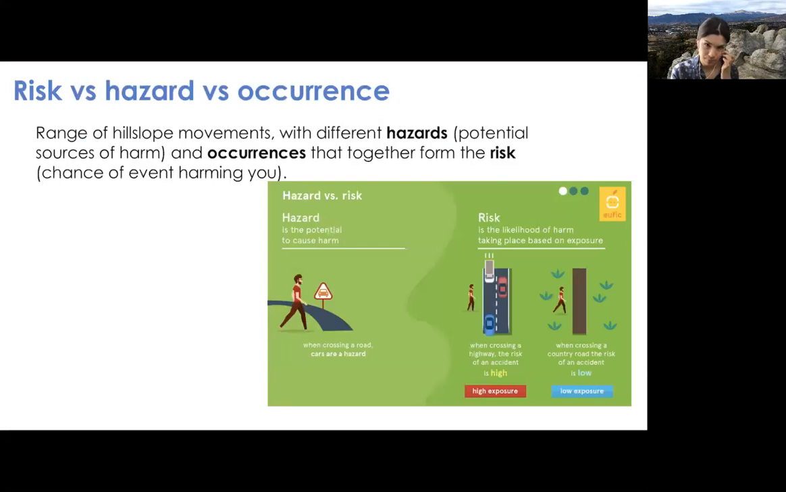All right, so an example of this would be crossing the street. We know that every time you cross a street, cars are a hazard.